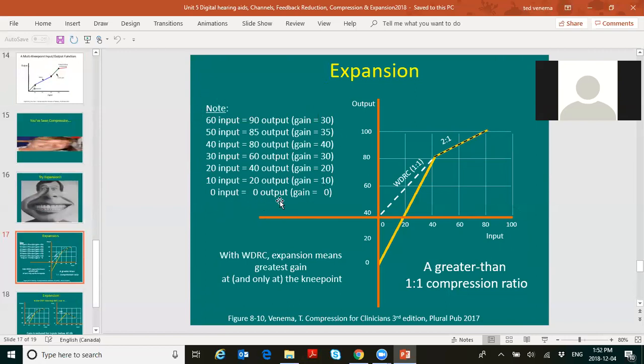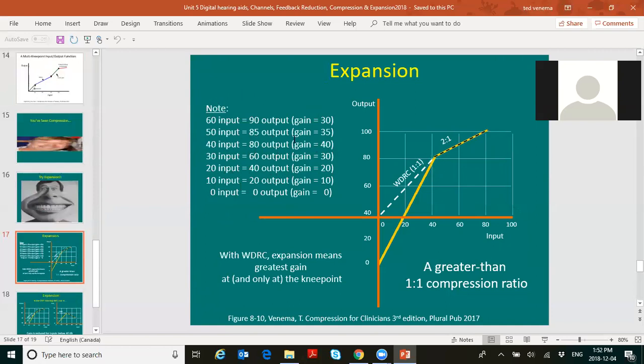0 in, 0 out. My gain is 0. 10 in, 20 out. My gain is 10. 20 in, 40 out. My gain is 20. 30 in, 60 out. My gain is 30. 40 in, 80 out. My gain is 40. So your greatest gain is at and only at the knee point.